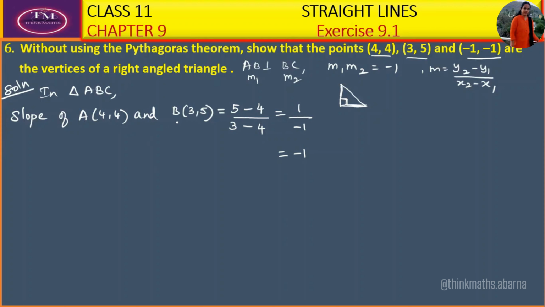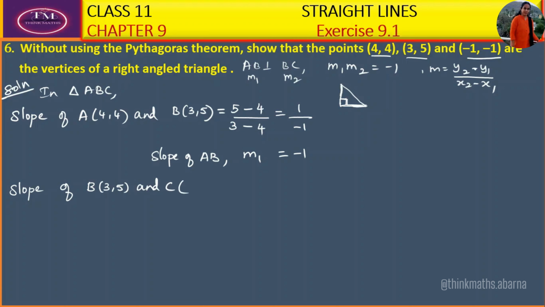So let us name the slope of AB as M1. So slope of AB is M1 equal to minus 1. Next let us find the slope of BC. B is 3 comma 5.